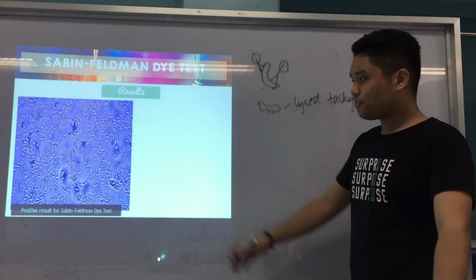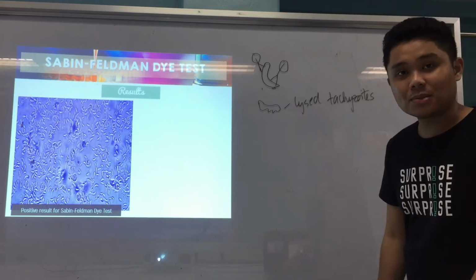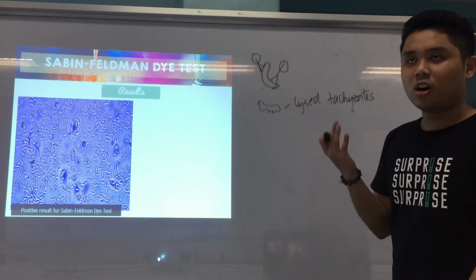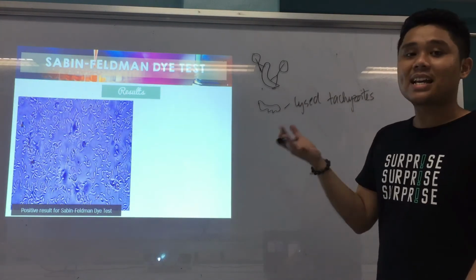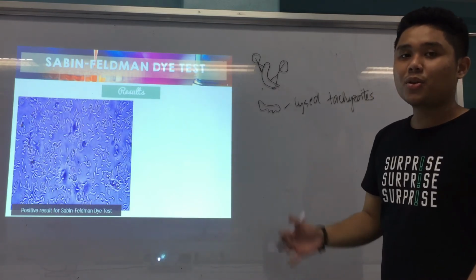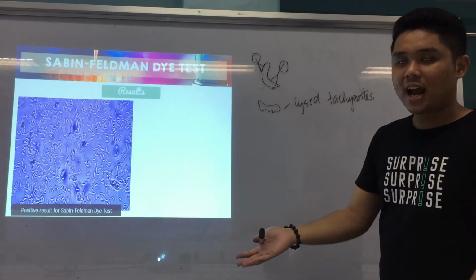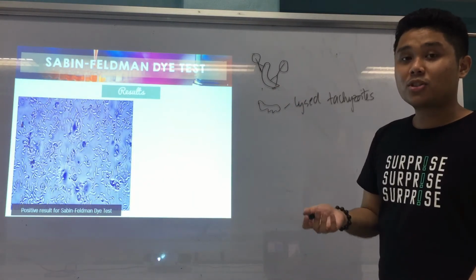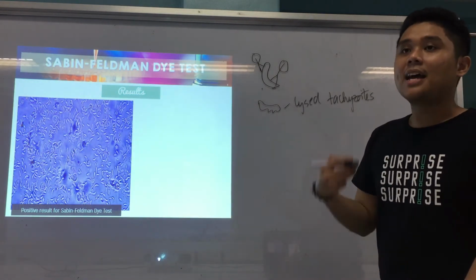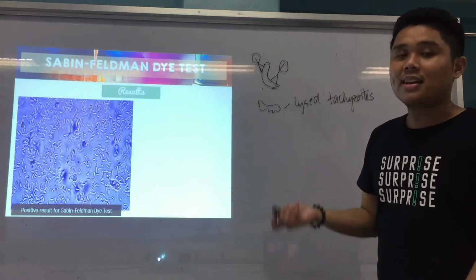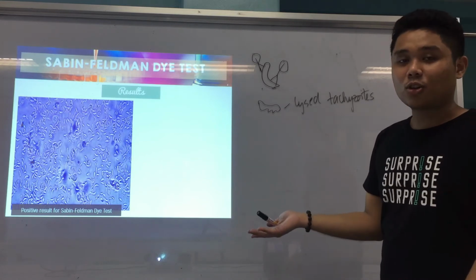So this is the result. Positive result for Sabin-Feldman dye test. Again, the tachyzoids remain colorless because they were not able to absorb the dye, which is your methylene blue. The patient has antibodies against the tachyzoids, which led to antigen-antibody complex formation and the activation of the complement. During activation of complement, it results in the lysis of your tachyzoids, and because they have been lysed, they cannot absorb the methylene blue dye anymore. So that's for positive. It means the patient has antibodies against Toxoplasma gondii.